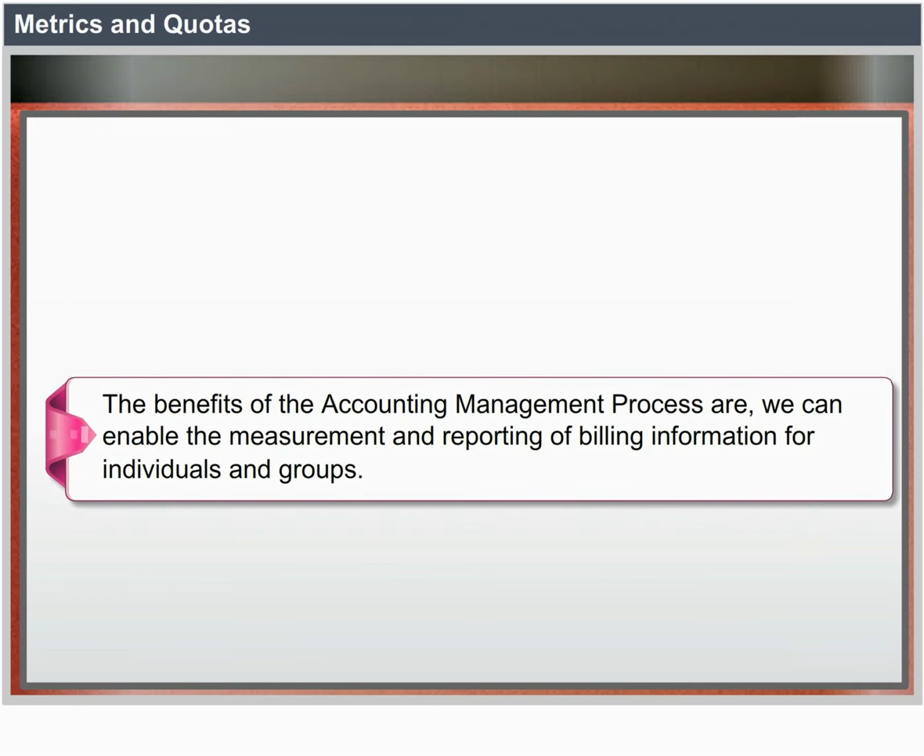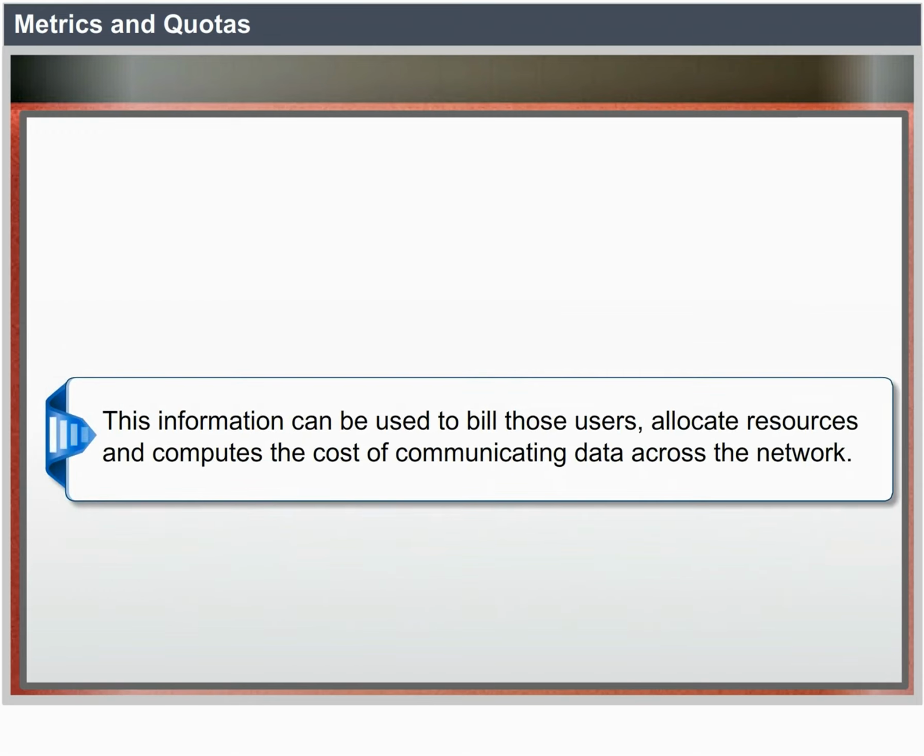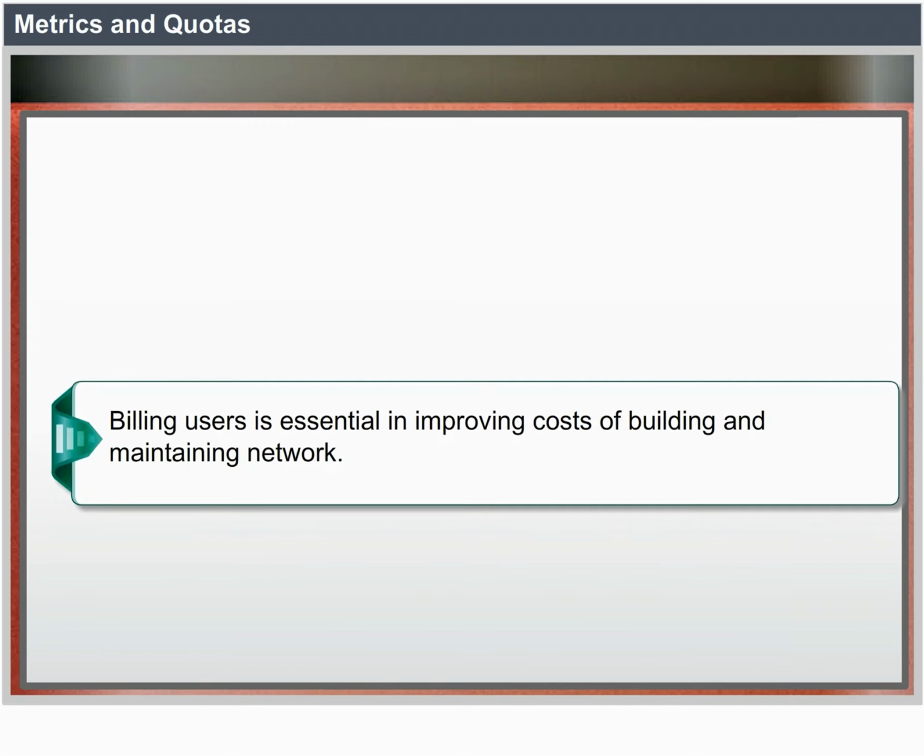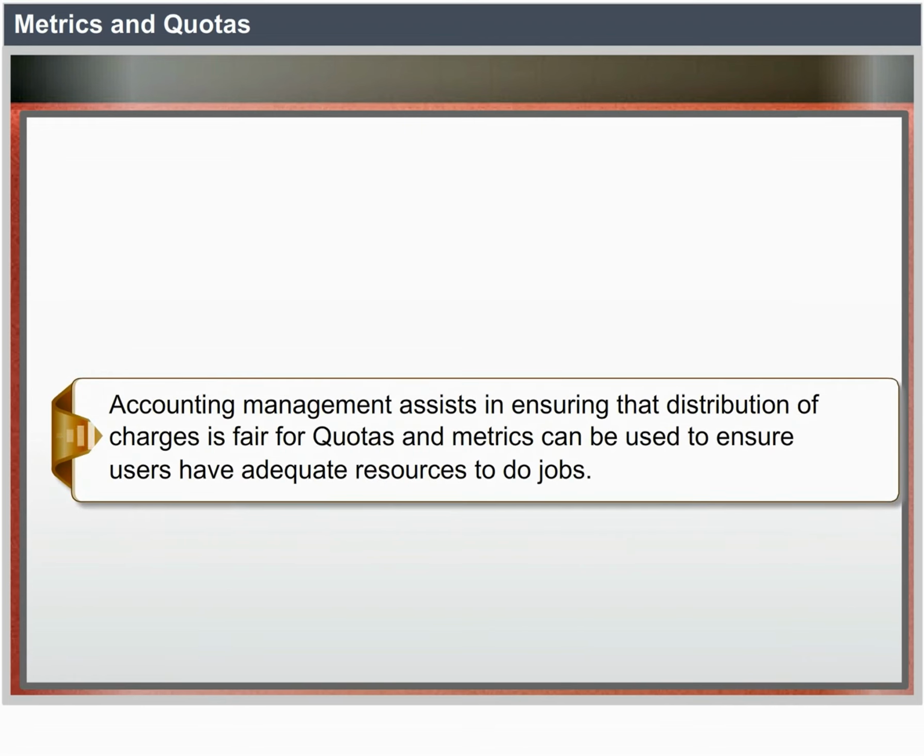This information can be used to bill those users, allocate resources, and compute the cost of transmitting data across the network. Billing users is essential in recovering costs of building and maintaining the network. Accounting management assists in ensuring that distribution of charges is fair, and quotas and metrics can be used to ensure users have sufficient resources to do their jobs.